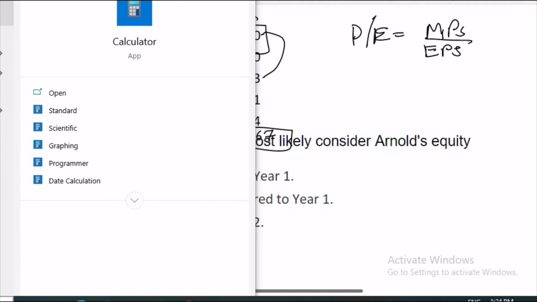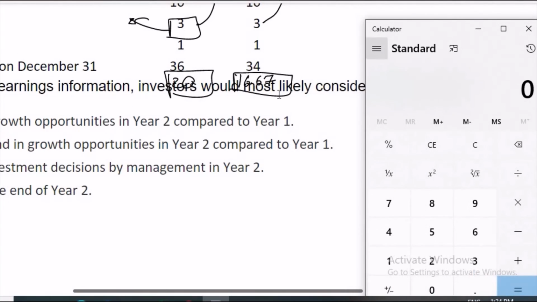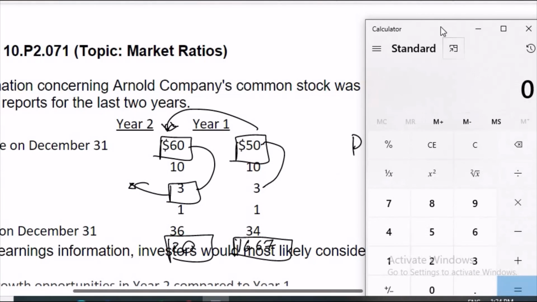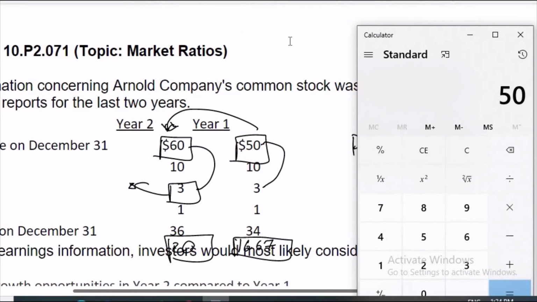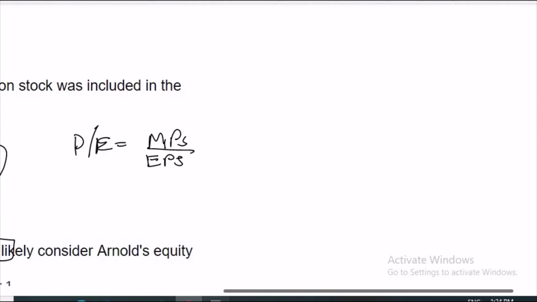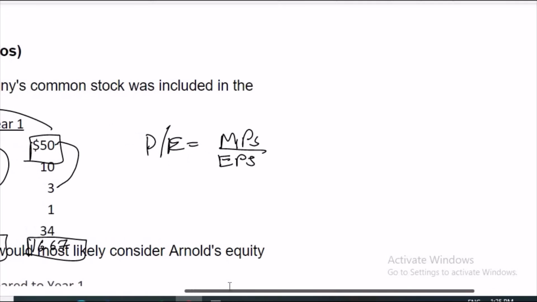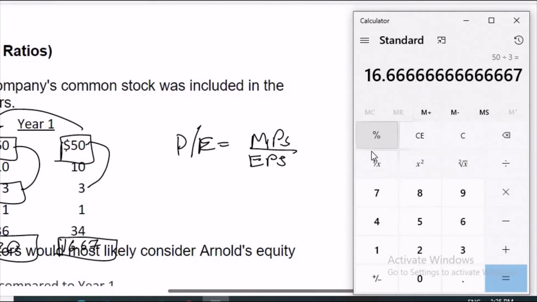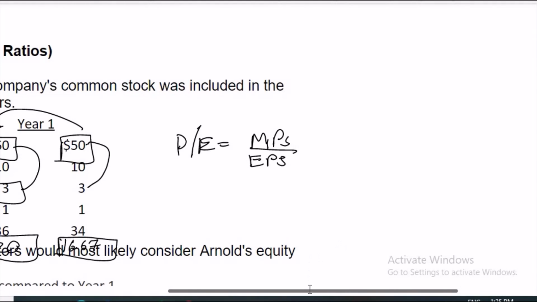Yeah, we are free to use a calculator in the exam, so it is not a big deal. So we are going to see MPS upon EPS. MPS is 50 in the first year, upon EPS. Then earning per share is 3. 50 divided by 3 equals 16.66, and 60 divided by 3 equals 20.